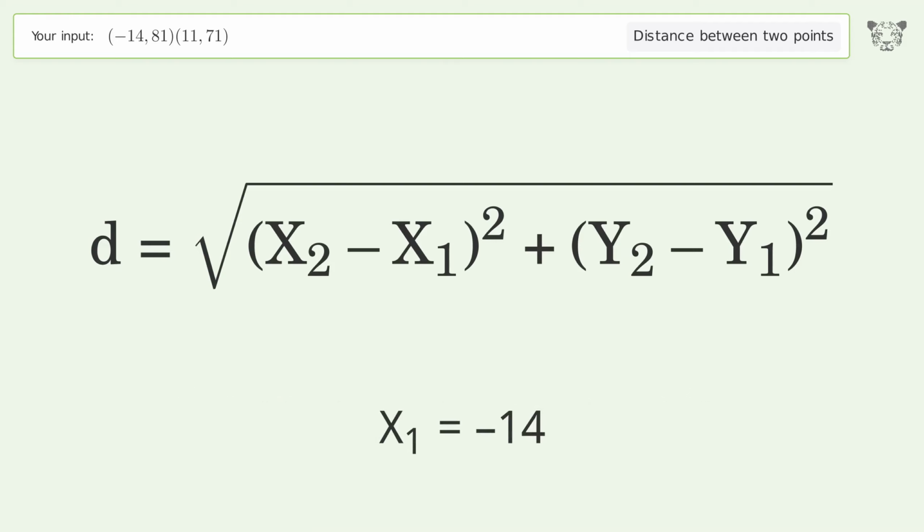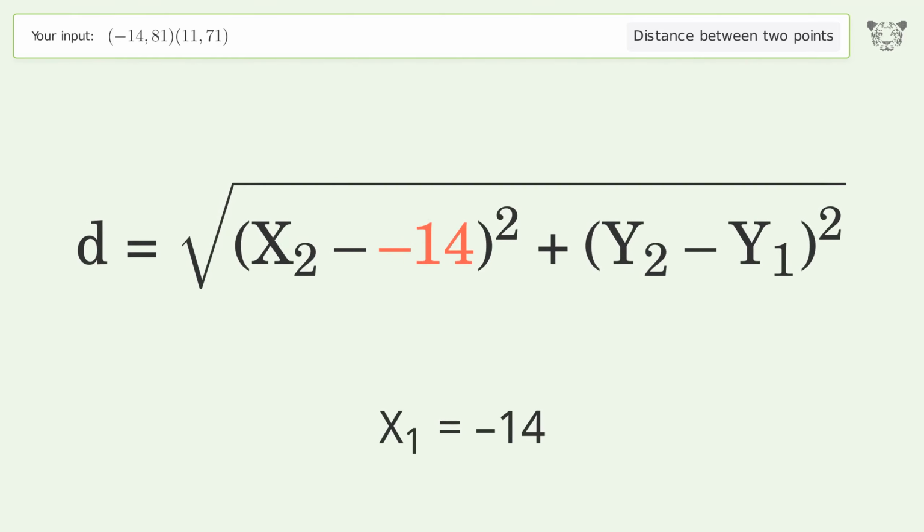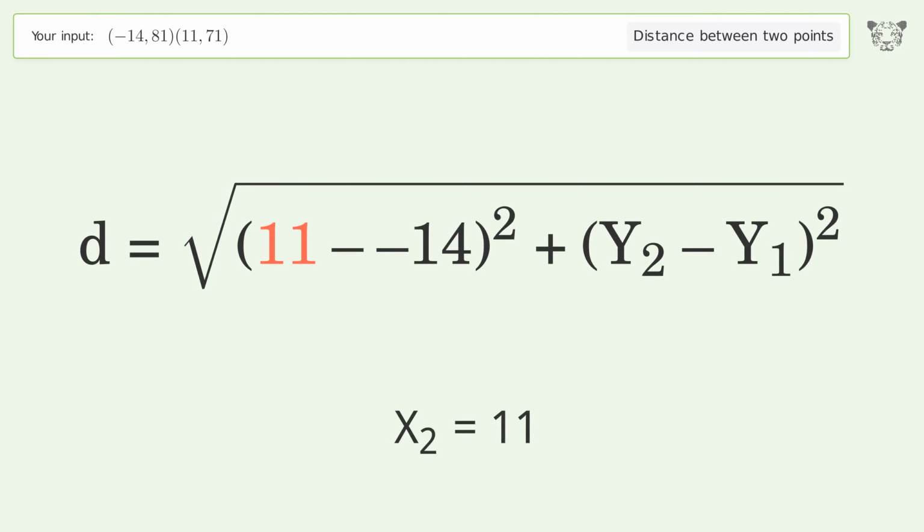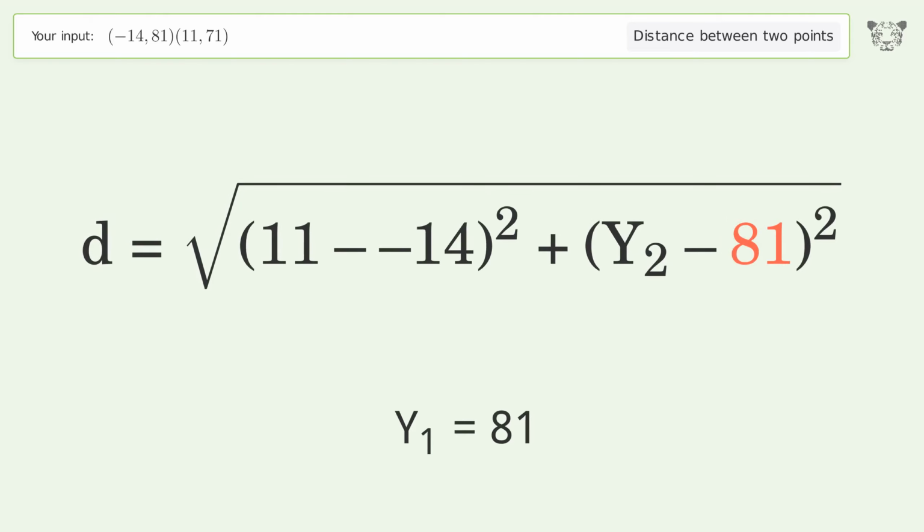x1 equals -14. x2 equals 11. y1 equals 81. y2 equals 71.